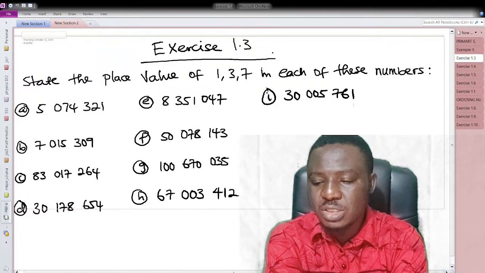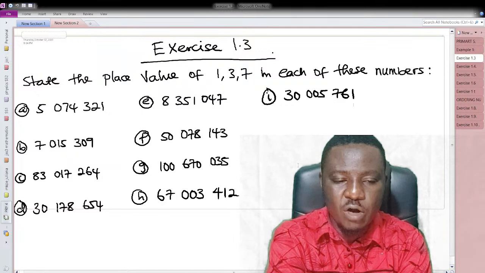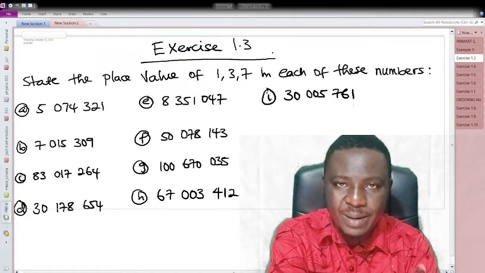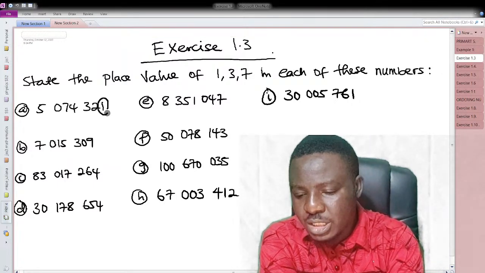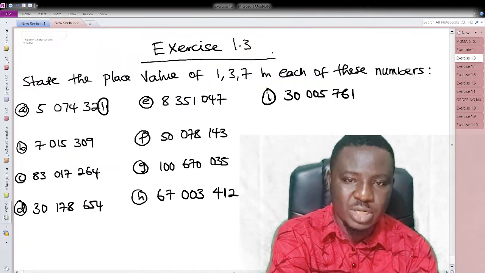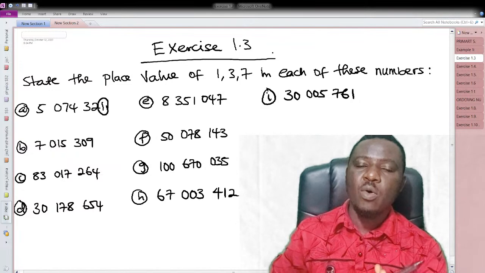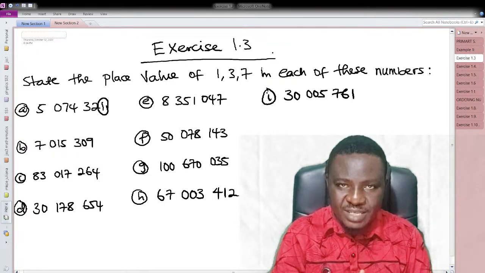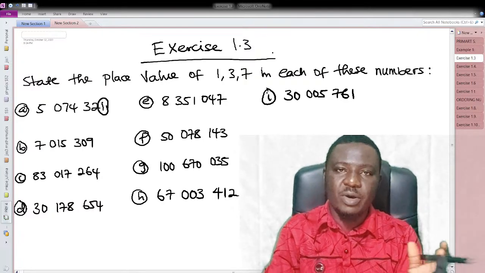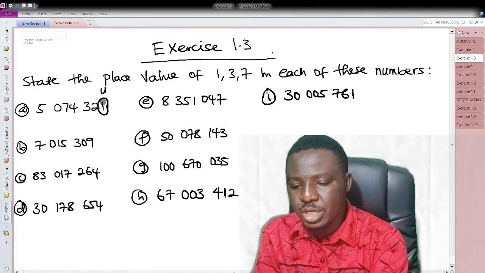The question says we should state the place value of 1, 3, and 7 in each of these numbers. So, I will circle the numbers and give you their place values. For 1, which is this in question A, the place value for 1 is the unit. Reason being that 1 happens to take the first place value when you start counting from the right. Okay? And in this number, we have this to be the unit place value.